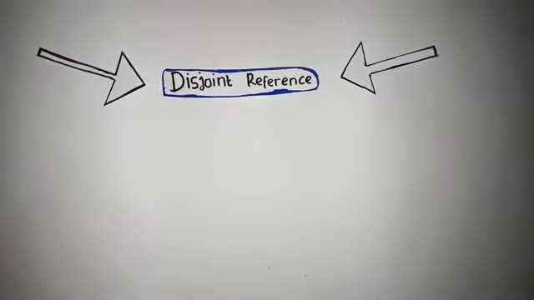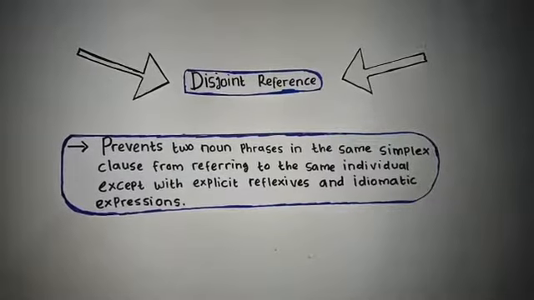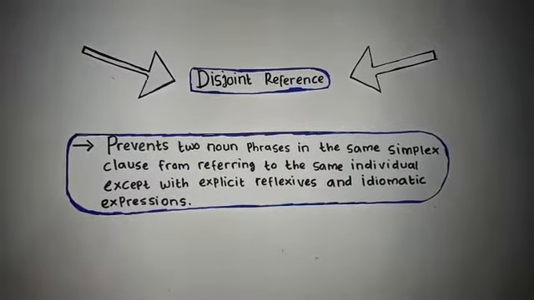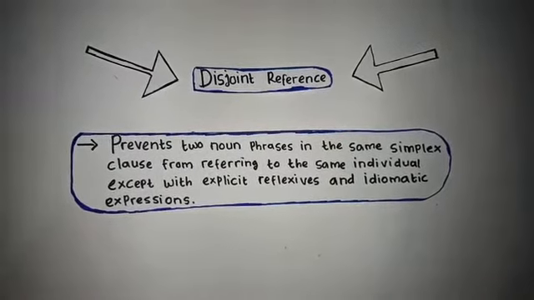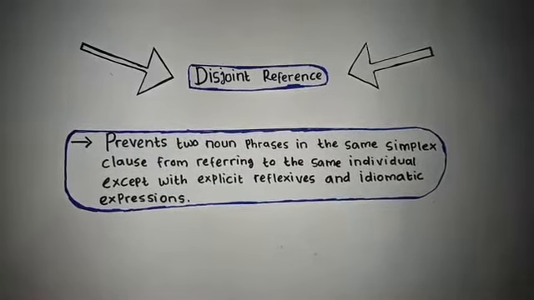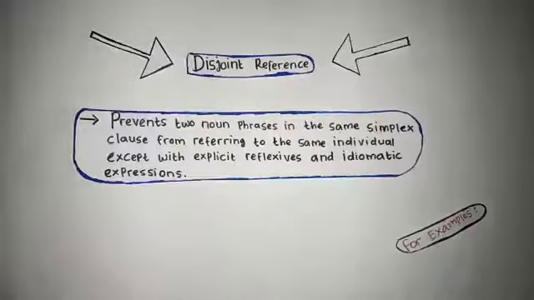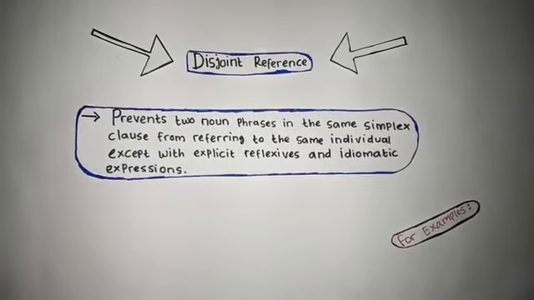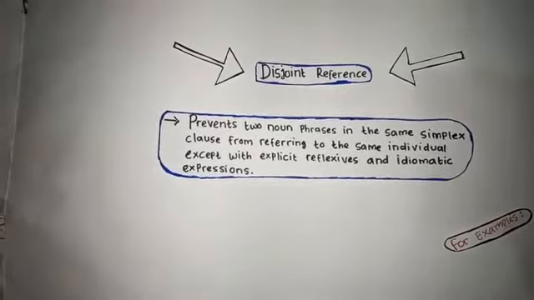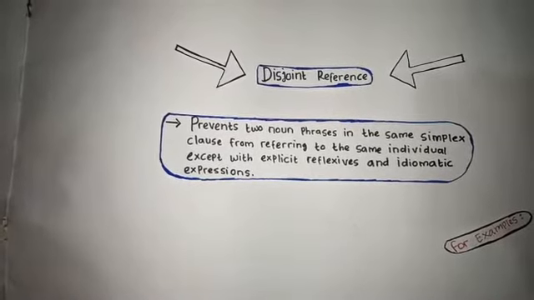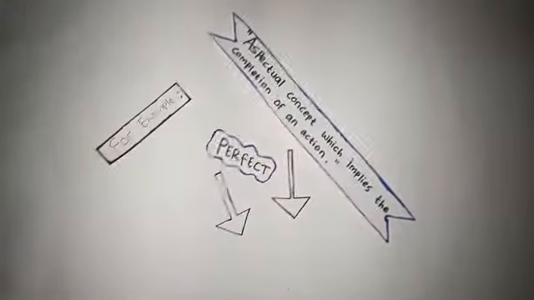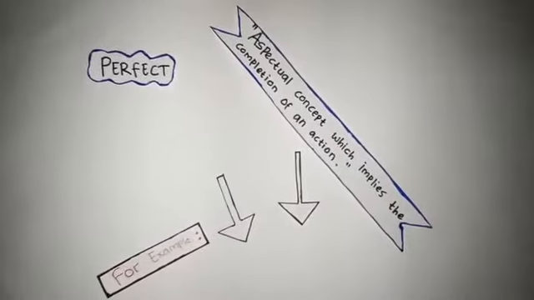And the next material, disjoint reference. Reference in grammar relates to pronouns. It prevents noun phrases in the same simplex clause from referring to the same individual, except with explicit reflexive and idiomatic expressions. The example is I see me, you heard you. These sentences cannot be, but I see myself is the correct sentence.